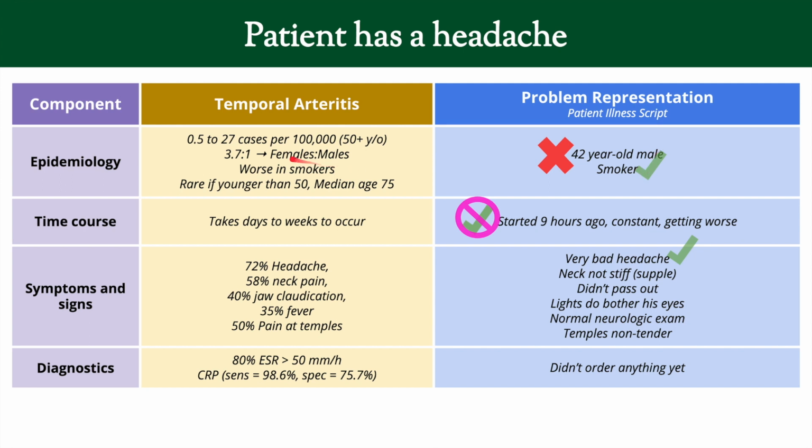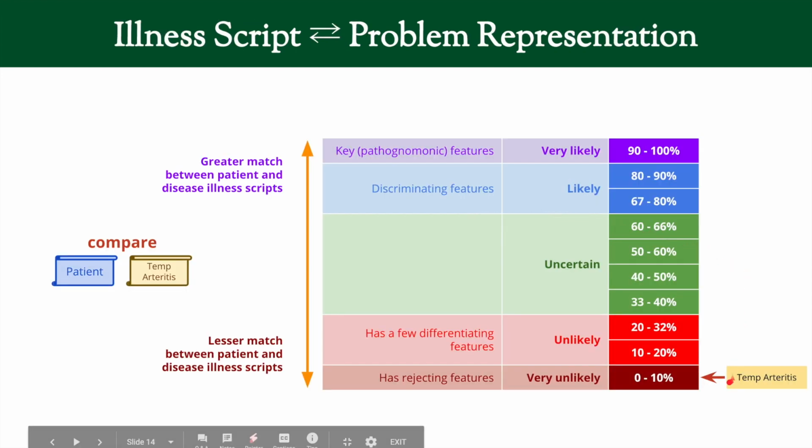Patient is a smoker. Smoker matches. It is a bad headache, and they have a headache there. And it started pretty recently, right? It started today, 9 hours ago, and been getting worse, whereas this one takes days to weeks to occur. So we have one rejecting feature, we have a few differentiating features, and we're missing one differentiating feature. So maybe we put temporal arteritis pretty low in our patient because it's got rejecting features.